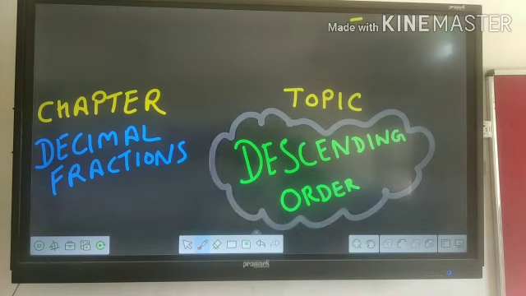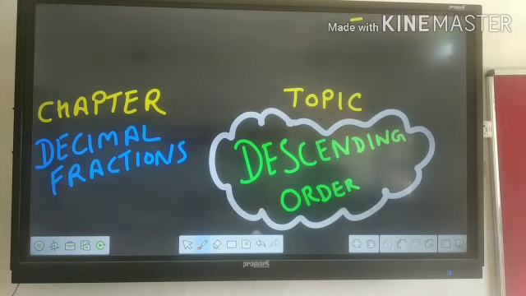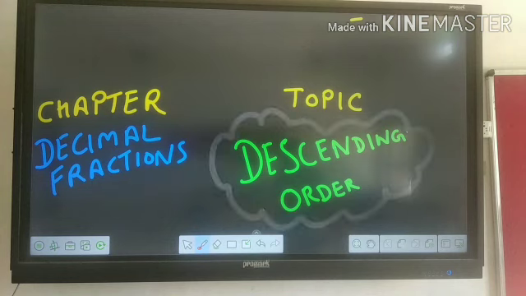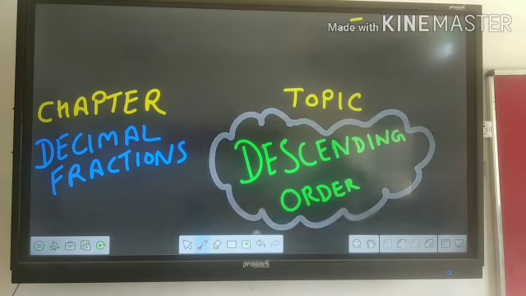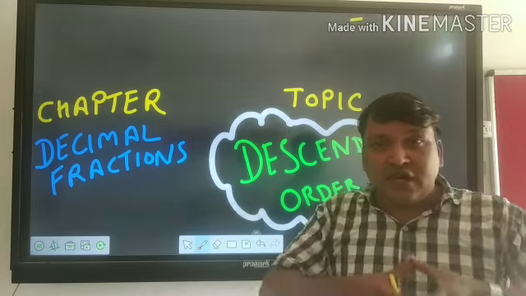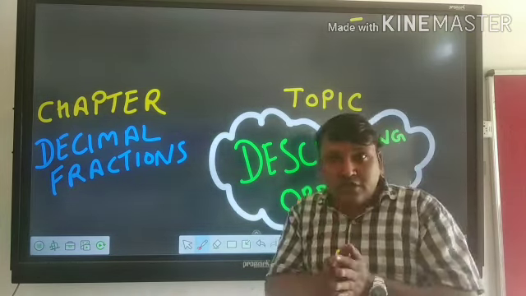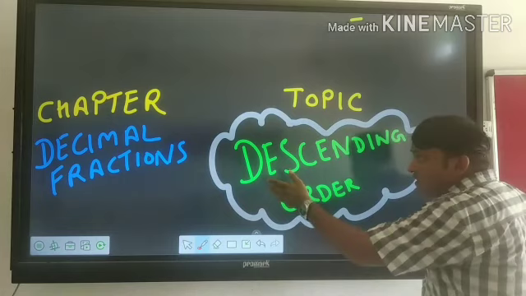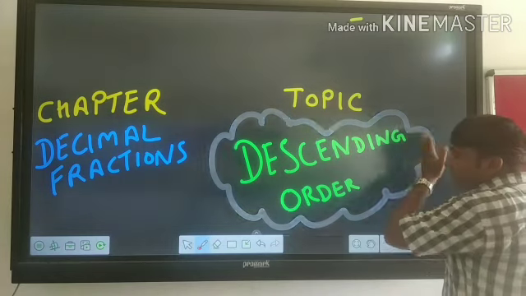So student, in this video, our chapter going on is decimal fraction, and the topic of this chapter is descending order. So, what is the descending order? We have learned in the earlier videos for different topics. But here, in the chapter on decimal fractions, we are given various decimal numbers that have to be written in descending order. So student, let us see how I have written the descending order.